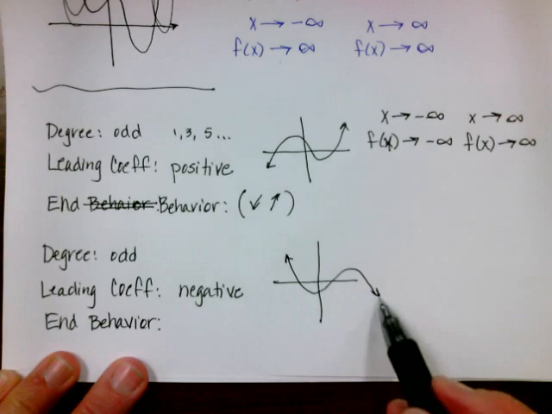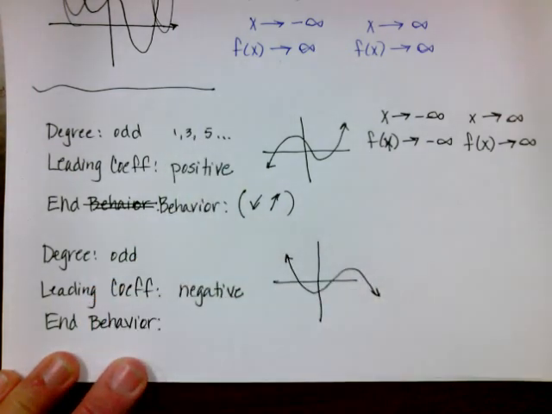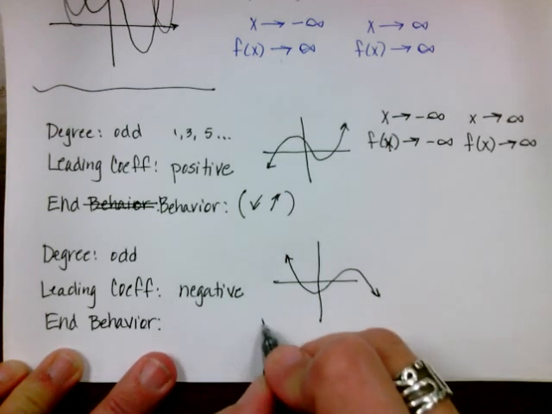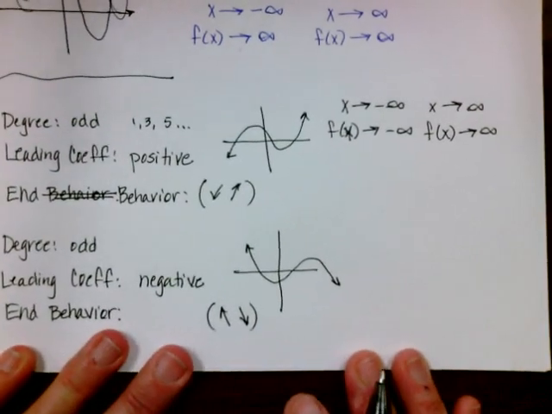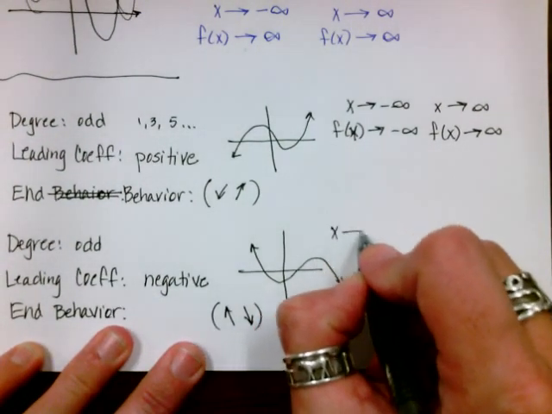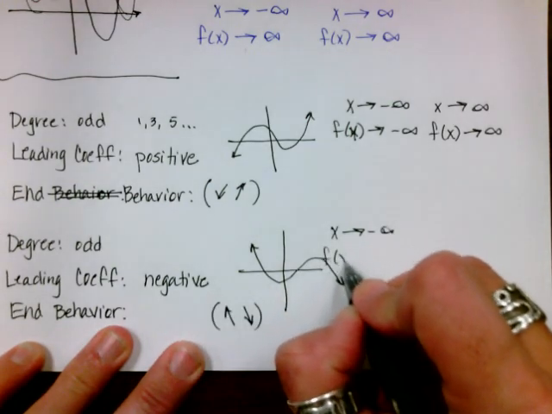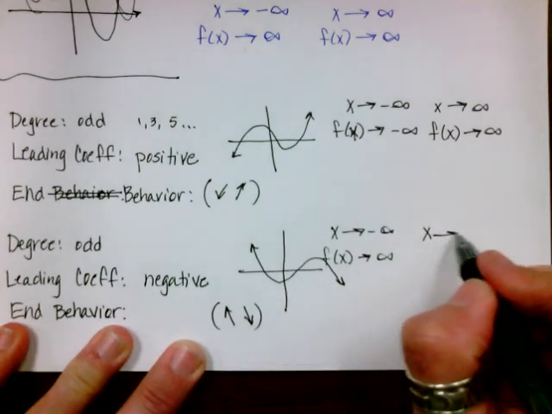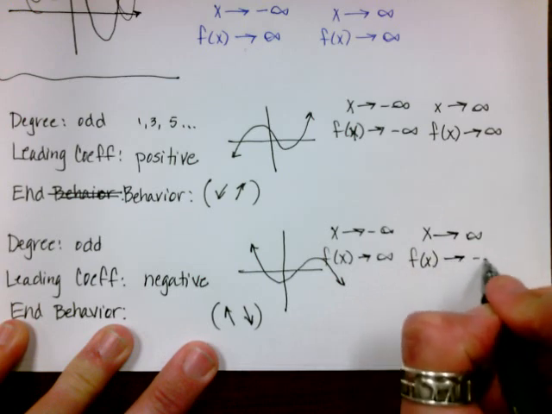All we're really talking about is out here. That's why the value of the degree is irrelevant. All I want to talk about is if it's odd or even. So in this particular graph, my end behavior is going up and down. So now let's write it in big kid math. I would say as the x values become more and more negative, my y values are going up. And as x approaches positive infinity, my y values are going down.